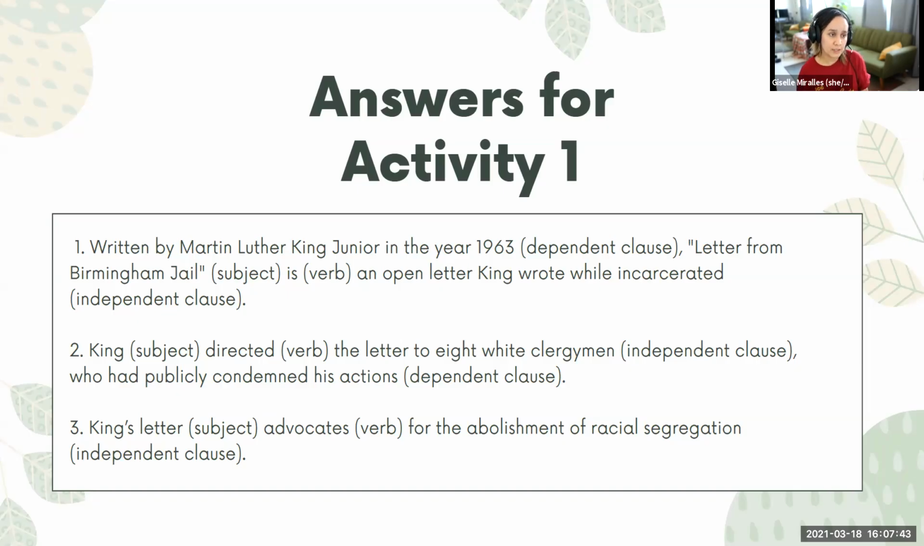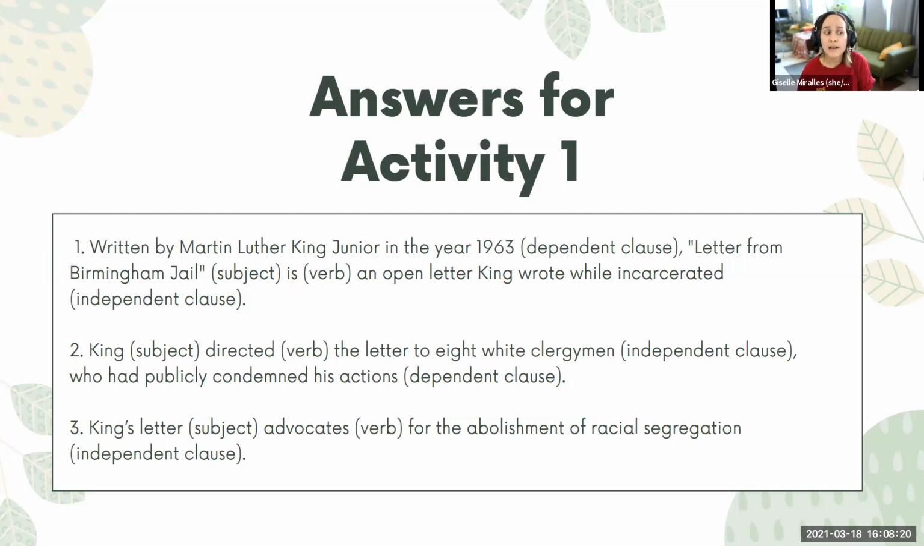For the first sentence, written by Martin Luther King Jr. in the year 1963, letter from Birmingham jail is an open letter King wrote while incarcerated. So here I've marked where the subject and verb are. This sentence is a little tricky because I think a lot of students want to say Martin Luther King Jr. is a subject. But one key thing to remember is the subject is what is doing the action in the sentence. The subject is also the main topic of the sentence. You can think of it that way.